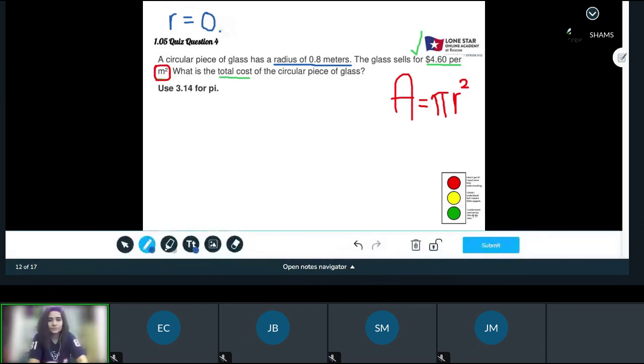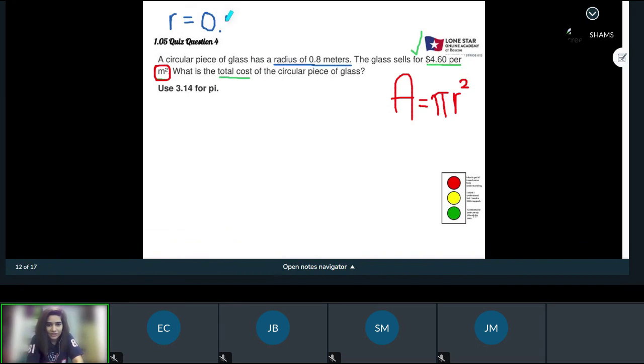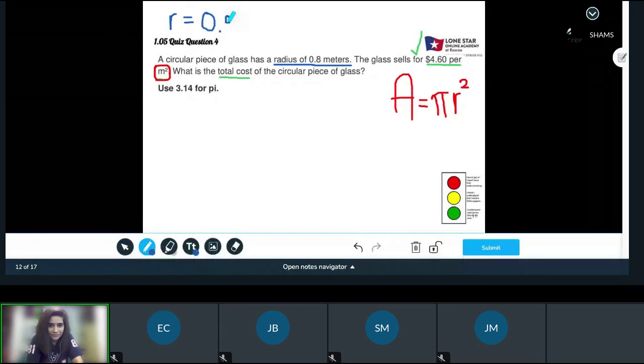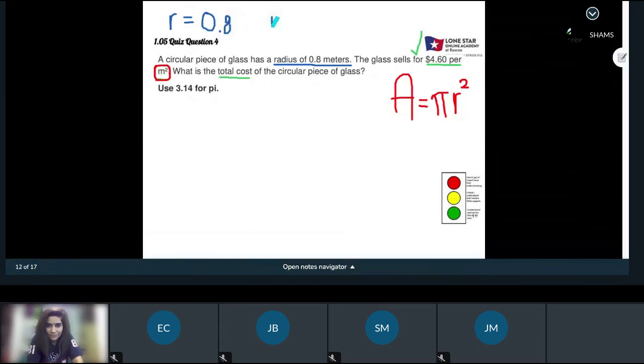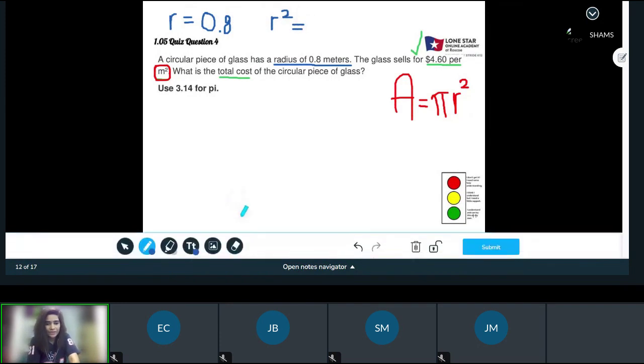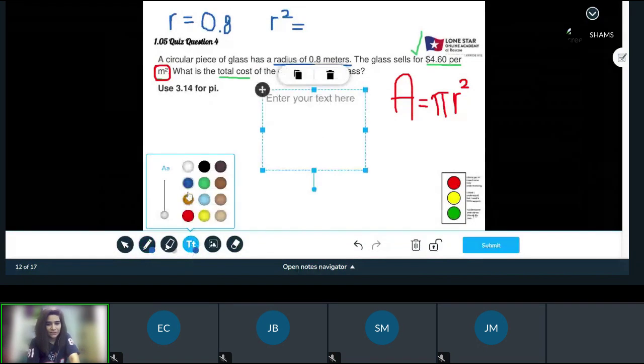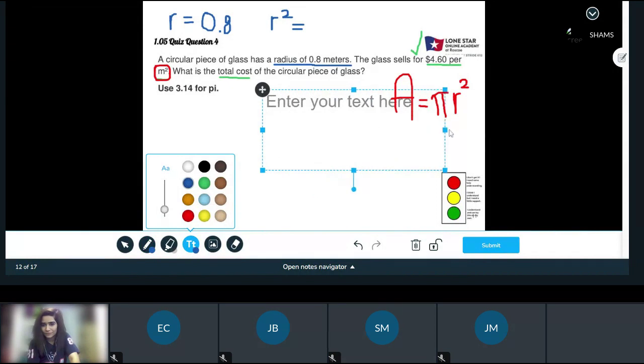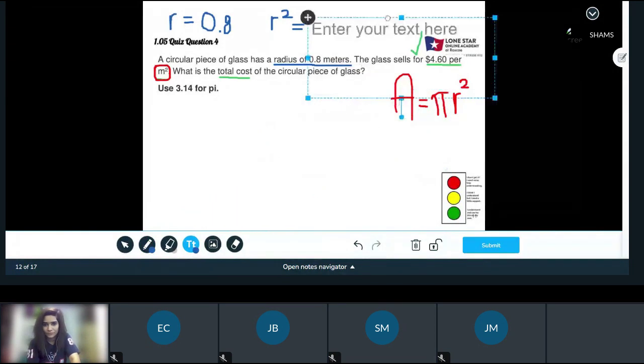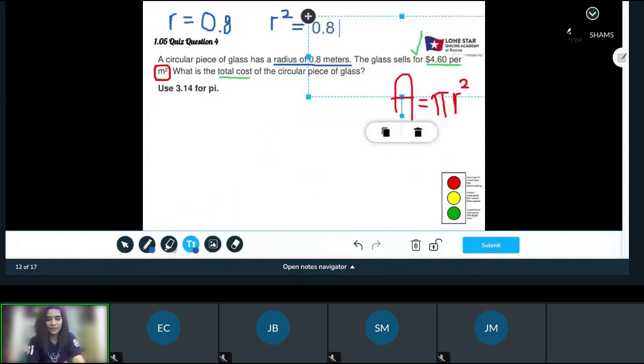Then, from here, you can find radius squared. And how do you do that? You will do 0.8 times 0.8. That will give you the radius squared. To find r squared, I'll say 0.8 times 0.8. 8 times 8, 64. So 0.8 times 0.8 is 0.64.